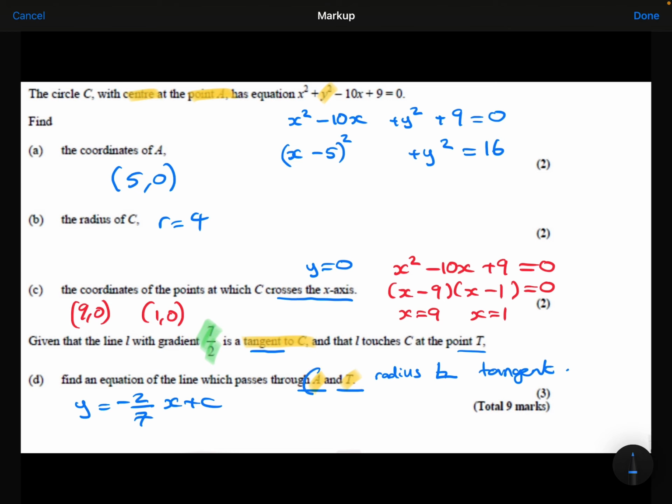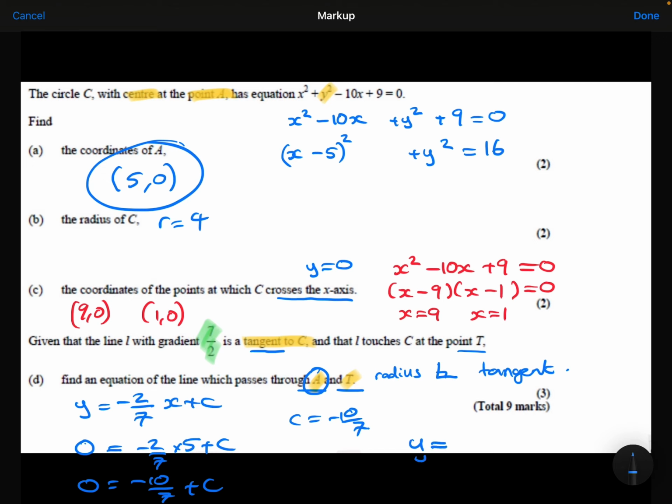Now, because I know it goes through the point A, I can substitute point A, which remember is 5, 0, in here. So the y coordinate is 0 when the x coordinate is 5. So therefore, we get minus 10 over 7, and that's going to be our c. c is minus 10 over 7. So the equation of our straight line then is y equals mx plus c.